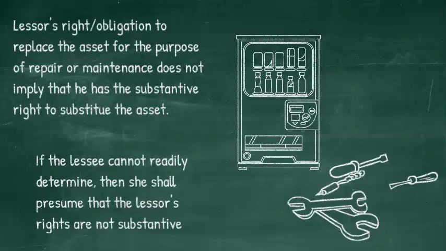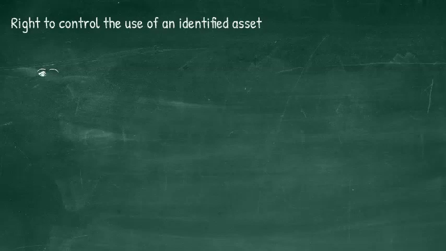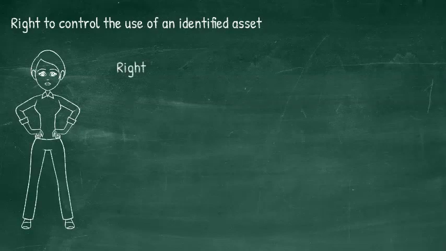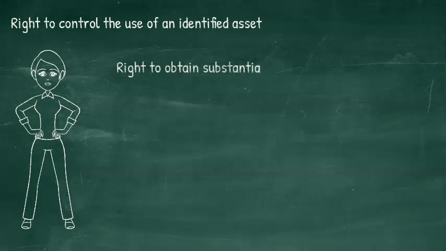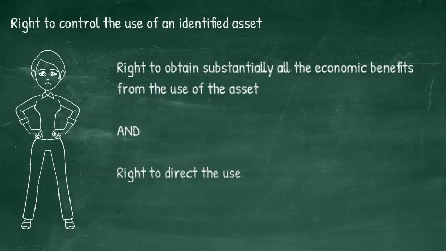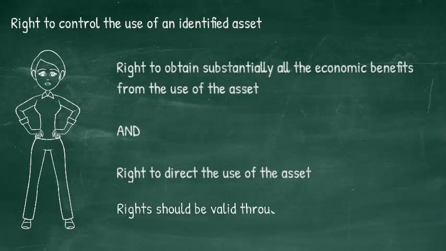Now, once we have our identified asset where the supplier or lessor does not have a substantive right to substitute, we move on to assess if the lessee or customer gets a right to control the use of the identified asset, that is, the vending machine in our case. Right to control the use comes when the lessee has right to obtain substantially all the economic benefits from the use of that vending machine, and she has a right to direct the use of that vending machine. These rights must be valid throughout the period of use.